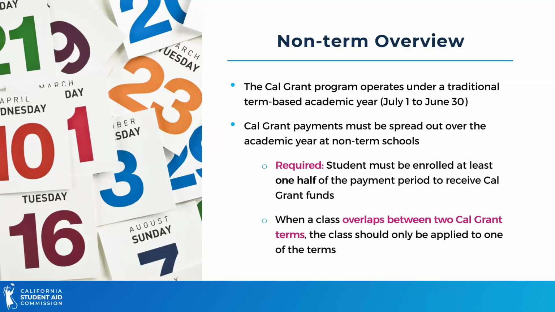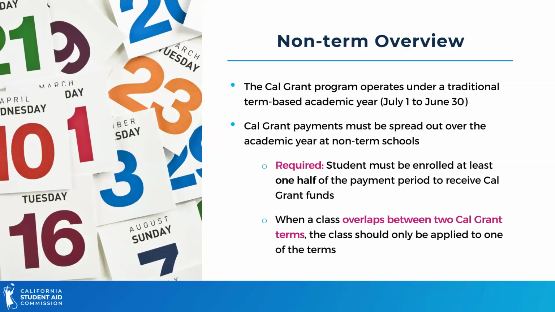As a result, Cal Grant payments at non-term schools are spread out over the academic year. And when a non-term class overlaps between two preset Cal Grant payment periods, there are two requirements. First, the student must be enrolled at least one half of the predetermined Cal Grant payment period in order to receive Cal Grant funds. We'll look at some example term structures on the next slide.